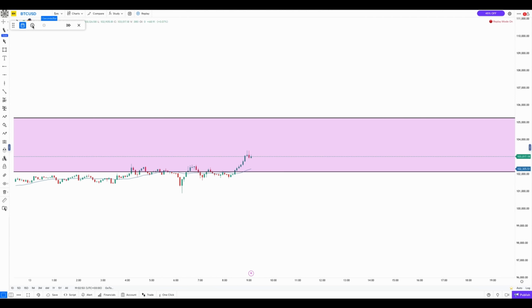Once the market breaks below the moving average, now it will be a very good entry.